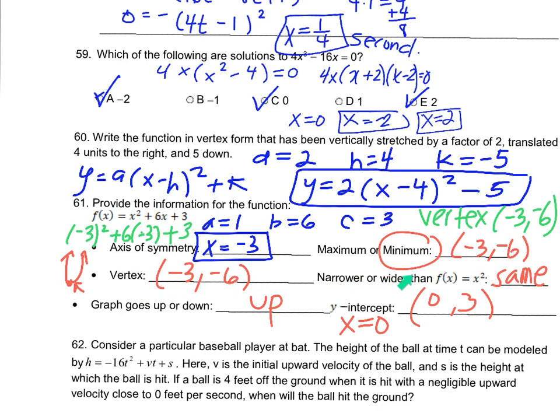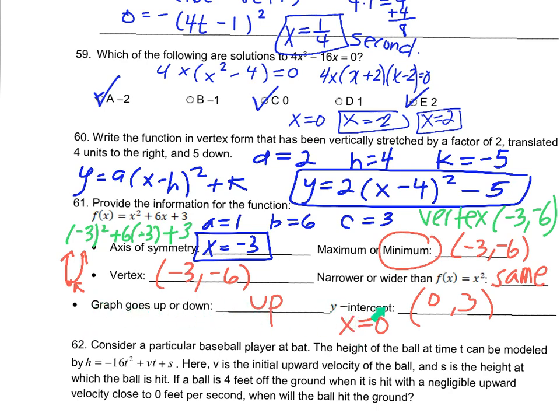I know that my graph is the same as x squared. It's not narrower or wider. And I know that because a equals 1, and I don't have a number bigger than 1, or between 0 and 1, which is a fraction. Whenever I have a 1, it's going to be the same, because this one's a 1 also. My graph opens up, I mentioned that earlier.